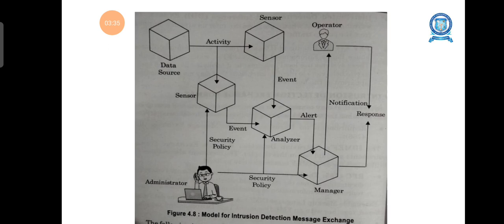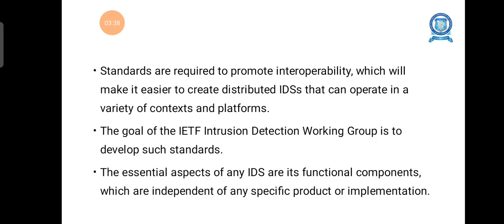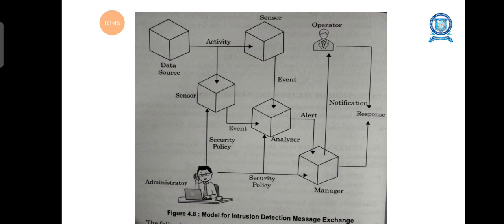The essential aspect of any IDS are its functional components, which are independent of any specific product or implementation. So this is the actual scenario of the communications takes place in between the administrator, manager and the operator. This is a common structure of IDS, where sensors are used to sense the data flow and the communication flow coming in between the administrator and the normal users.